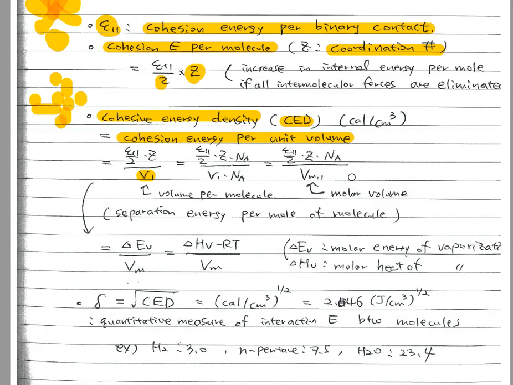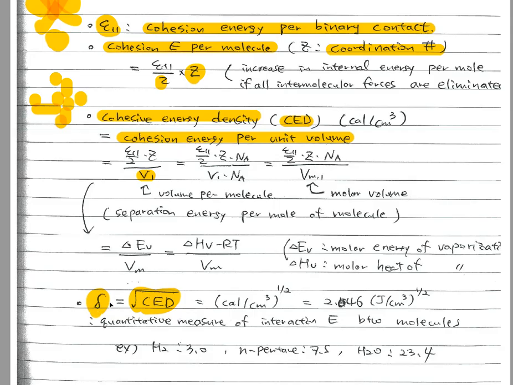And if you can determine this CED, the definition of the Hildebrand solubility parameter is root CED. That's all. Okay. So this delta has the meaning of cohesive energy, right? Cohesive energy of the same molecules. The detailed derivation or equation is not that important. The meaning is important, right?